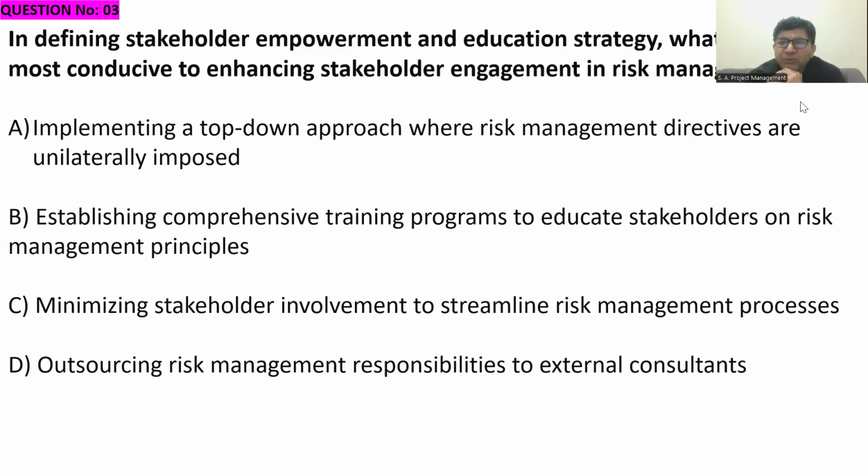Okay, the top-down approach in A is not acceptable. Minimizing stakeholder involvement in risk management processes is also not going to work, because we need the relevant stakeholders' input, especially in the first processes, risk management planning and risk identification. And outsourcing risk management responsibilities to external consultants reduces the role of the project management team, and we actually have to get it done within the project management team. So defining stakeholder empowerment and education strategy, the approach most conducive to engagement is educating them, giving them training, and developing awareness among the stakeholders. That's right. B is the right answer.